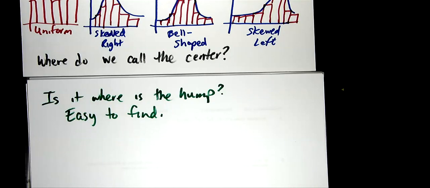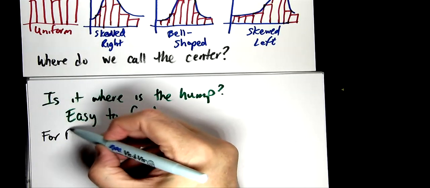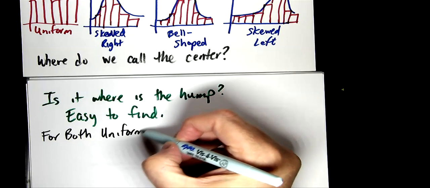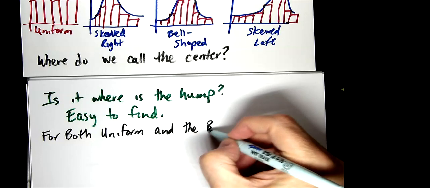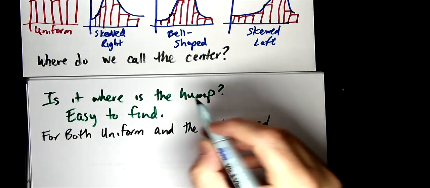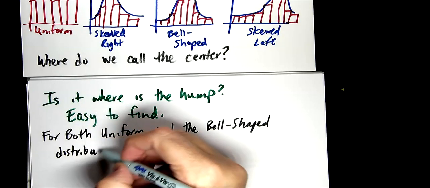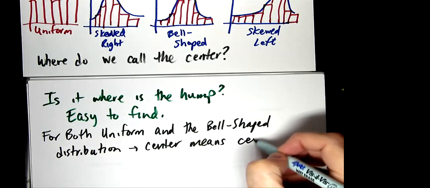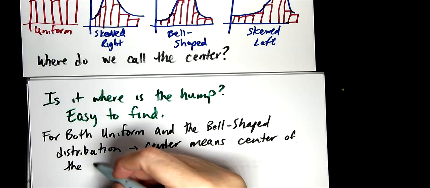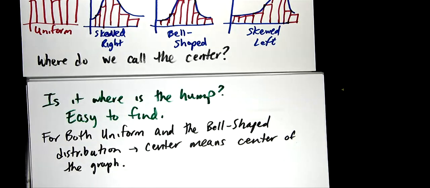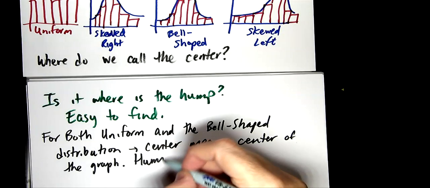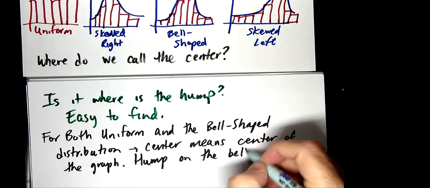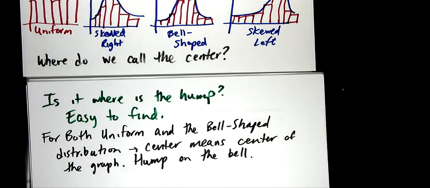In fact, it's going to turn out for both the uniform distribution and the bell-shaped distribution, center means center of the graph. It's where the hump is on the bell. And on the other one, they're all about the same height, so you just pick the center. We're going to do it mathematically in a second.